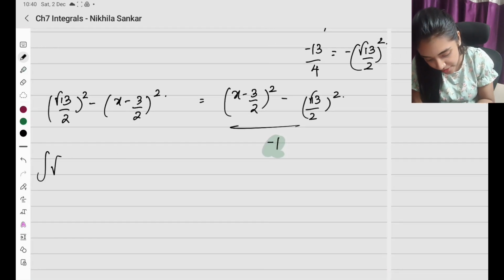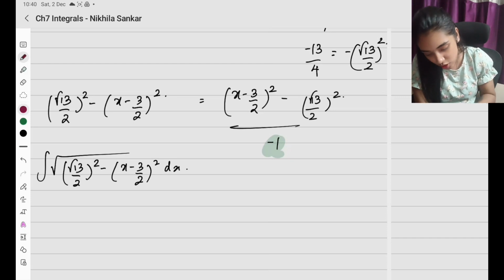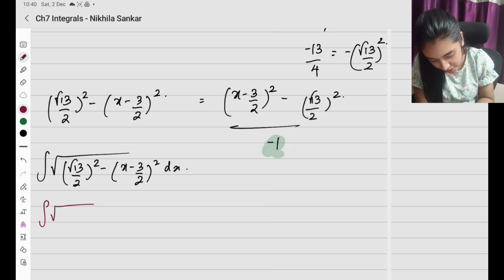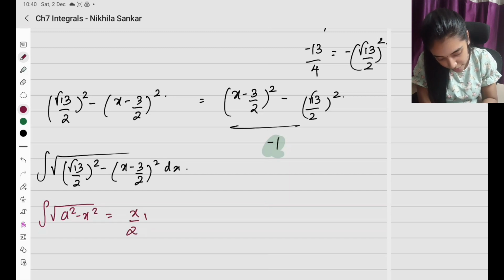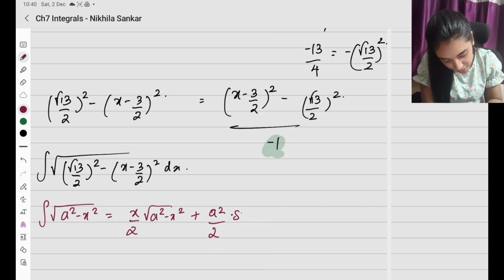So this question looks like this: 13 by 2 the whole square minus x minus 3 by 2 the whole square times dx. Every time write the formula. So you have the integral of a square minus x square equals, first what comes? x by 2 square root of a square minus x square plus, okay, this will be plus, times plus a square divided by 2 times sin inverse of x by a plus c.